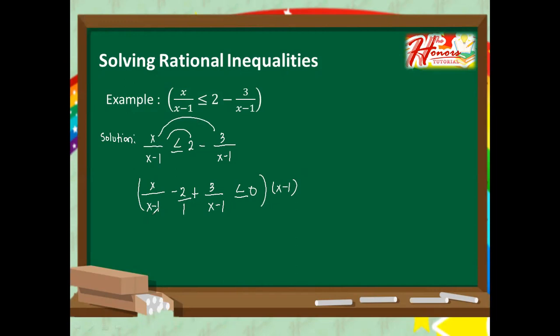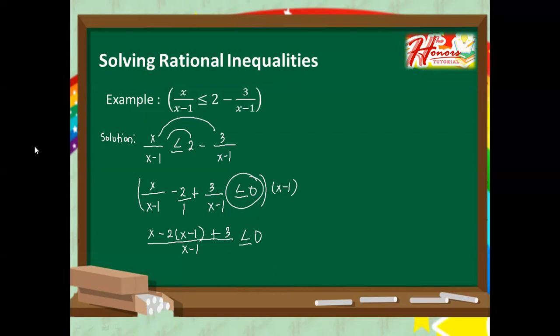X minus 1 divided by x minus 1, that's 1, giving x. X minus 1 divided by 1, that is x minus 1 times 2. So let's copy first minus 2 here and then times x minus 1, plus x minus 1 divided by x minus 1, so that's 1 times 3. So that's 3. And then of course, don't forget to have your LCD here below, and that is x minus 1. Don't forget this part. So this is very important. So that is less than or equal to 0.